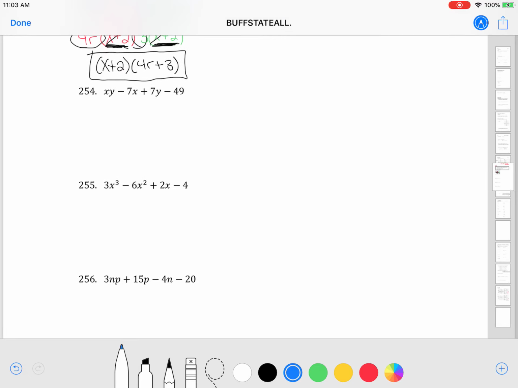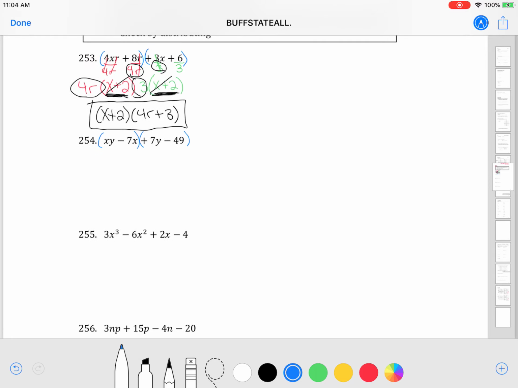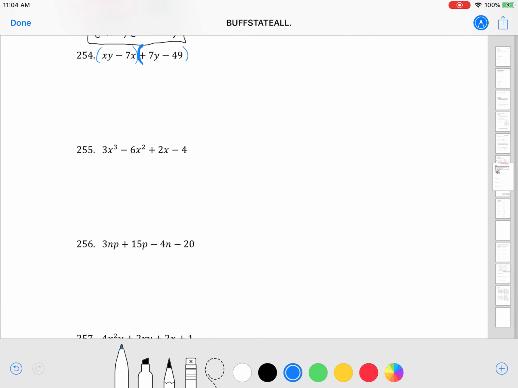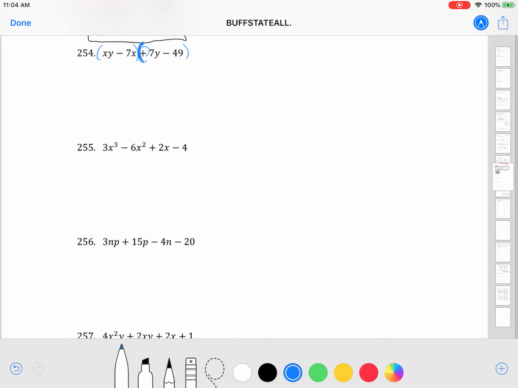Okay, so 254, I count 1, 2, 3, 4 terms, so that tells me right off the bat I have to use the grouping method. So I group my first 2 terms together and I group my second 2 terms together. Notice for the last two examples where I start my second group. See this right here I'm highlighting over? It's in front of the plus sign. The plus sign should be in your second group. Same thing here. When I have this parentheses made right here, the plus 7y is all included in my second group. You want that sign to be included in the group after.